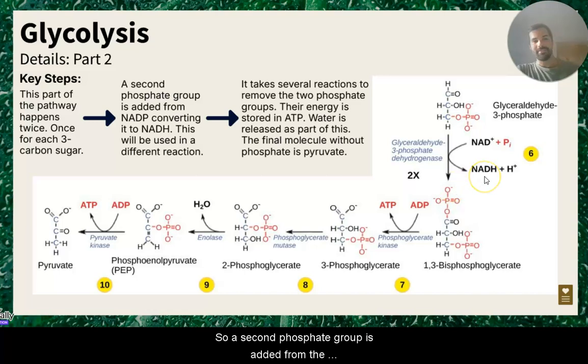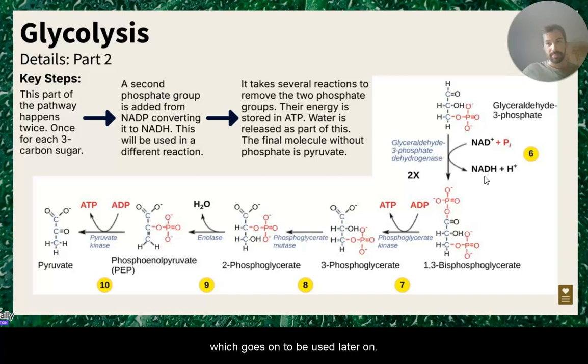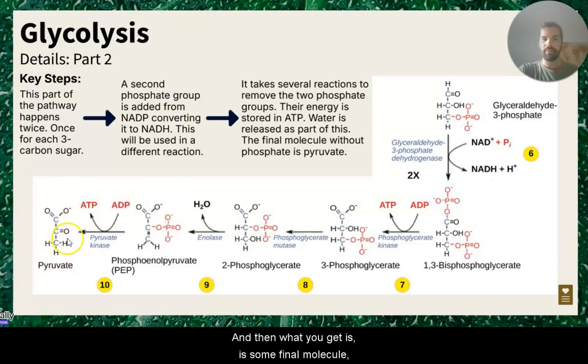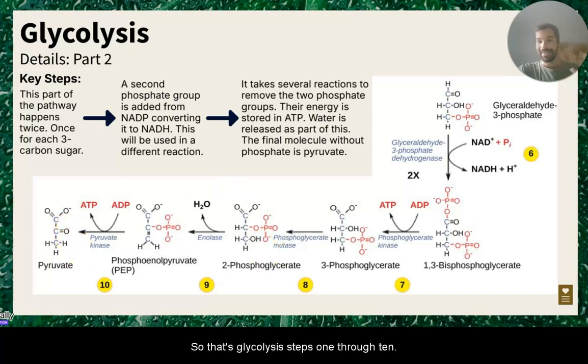So a second phosphate group is added from the NADP, converts it to NADH, which goes on to be used later on. We'll see it in later parts of cellular respiration. And then there's several more reactions that are involved to remove those two phosphate groups that are now on each of these. Their energy is stored in the form of ATP, water is released, and then what you get is some final molecule, which is this pyruvate here. So that's glycolysis, steps 1 through 10.